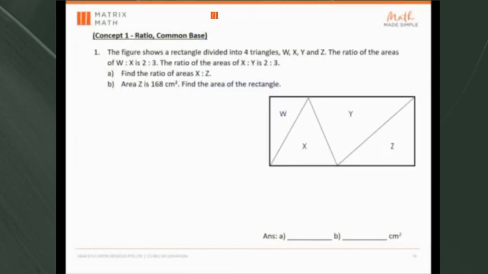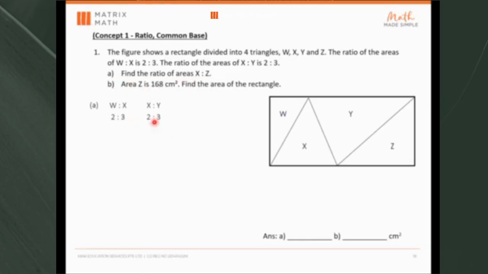The figure shows a rectangle divided into 4 triangles, W, X, Y, and Z. The ratio of the areas of Y to X is 2 to 3. So that's the ratio here. The ratio of the areas X to Y is 2 to 3 also. Okay, so you have two sets of ratio 2 to 3. For part A, find the ratio of areas X to Z.